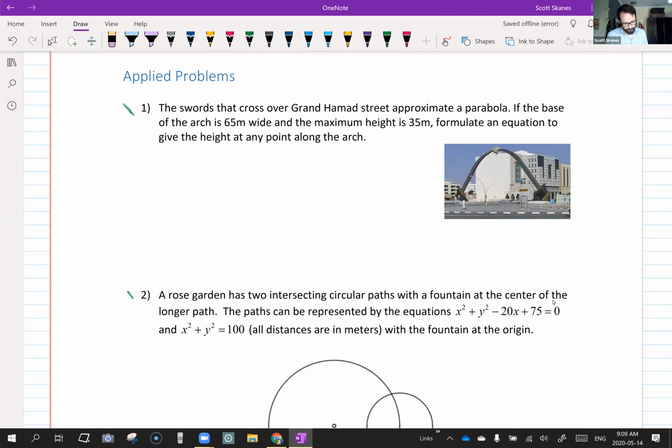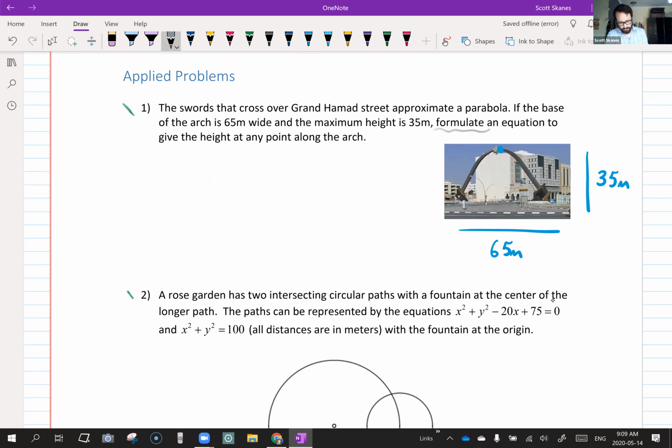It says, if the base of the arch is 65 meters wide, so let me just draw a base here. Let me make it more clear. This base, that distance, is 65 meters, and the maximum height is 35 meters. So the top point there will be 35 meters. Formulate an equation to give the height at any point along the arch. So really what that means is find the equation of this parabola.